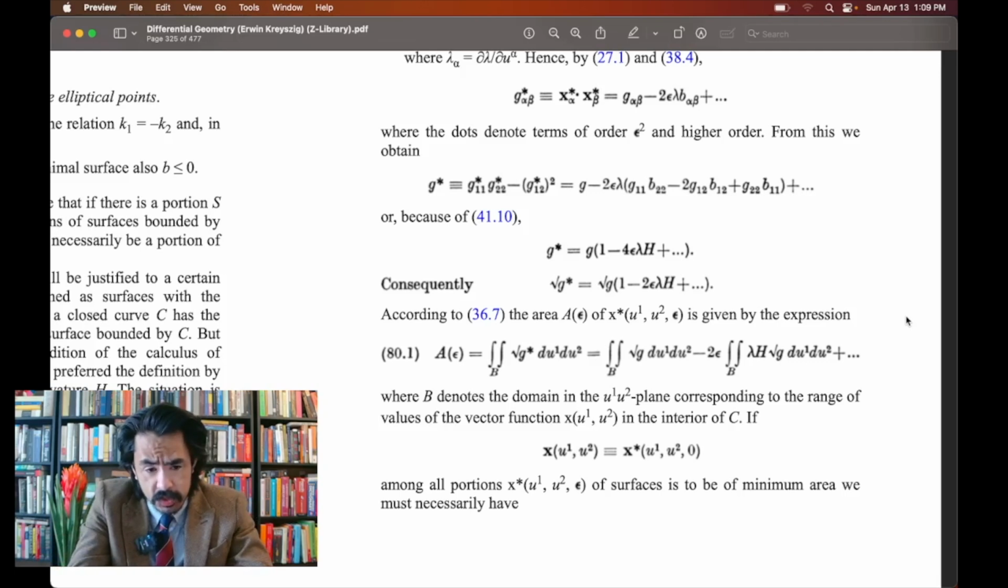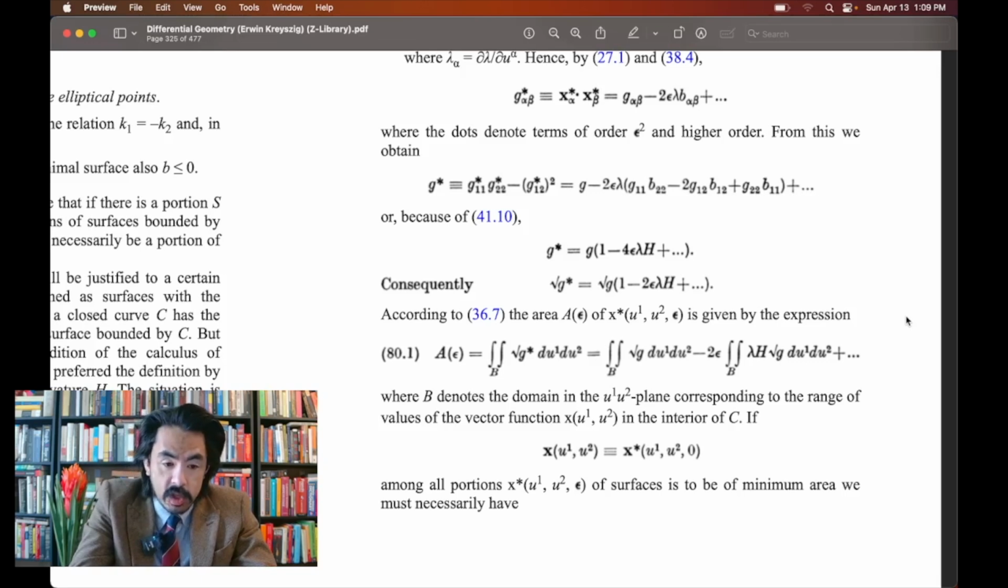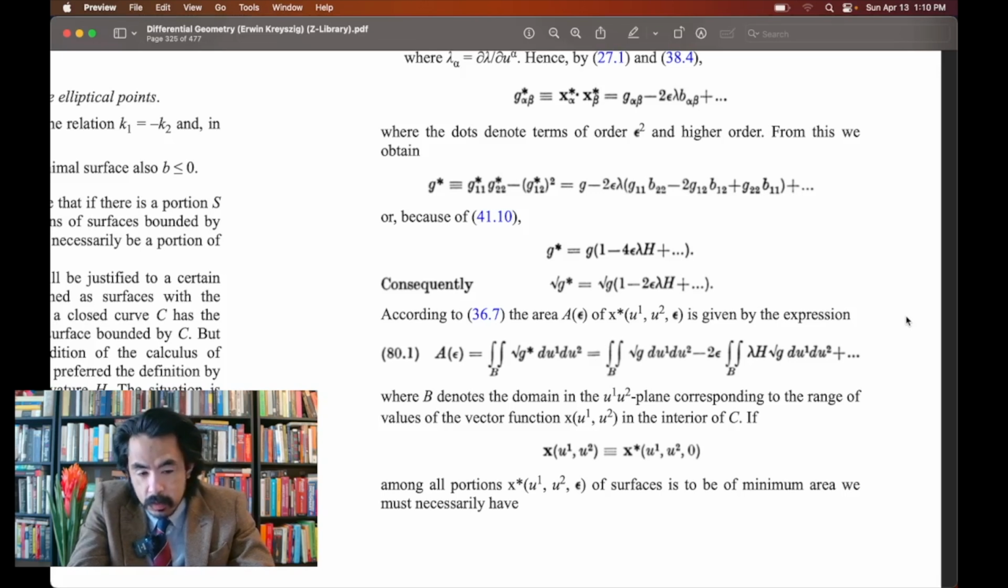We have that g star, discriminant of the first fundamental form, is equal to g times quantity 1 minus 4 epsilon lambda capital H plus etc., closed quantity. Consequently, the square root of g star is equal to the square root of g times quantity 1 minus 2 epsilon lambda capital H plus etc.